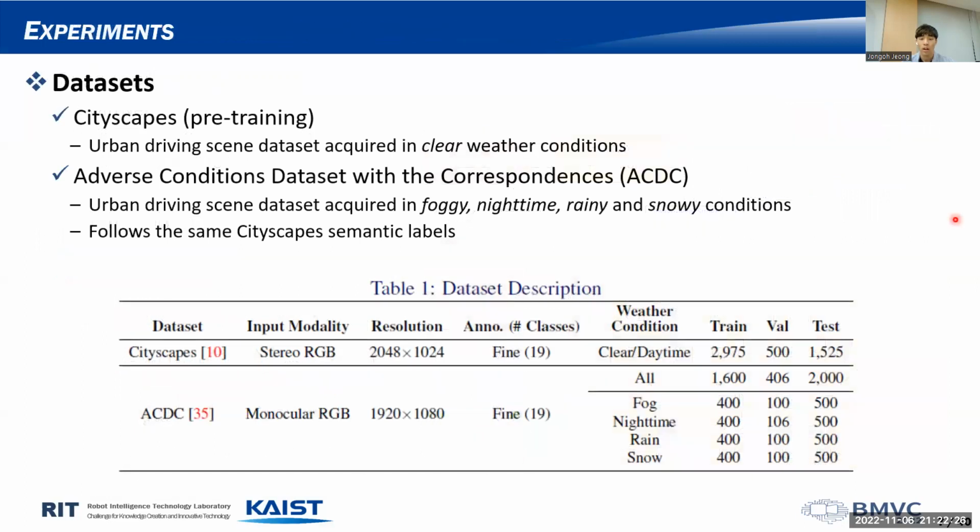For datasets, we used the driving benchmark dataset Cityscapes for pre-training with clear weather and the ACDC dataset for evaluation. ACDC contains images taken in foggy, nighttime, rainy, and snowy conditions with corresponding semantic labels following the Cityscapes convention. ACDC provides an equally balanced number of images per condition.